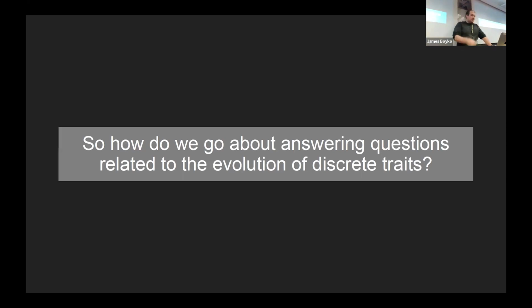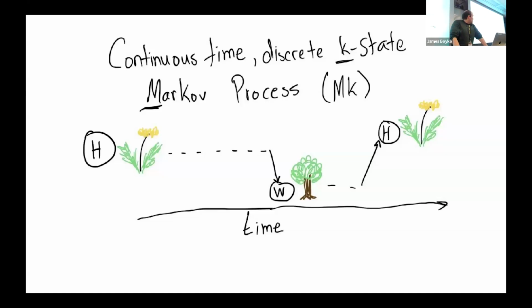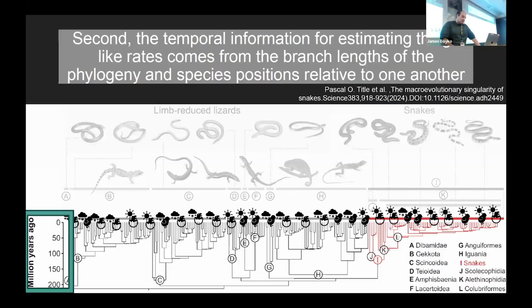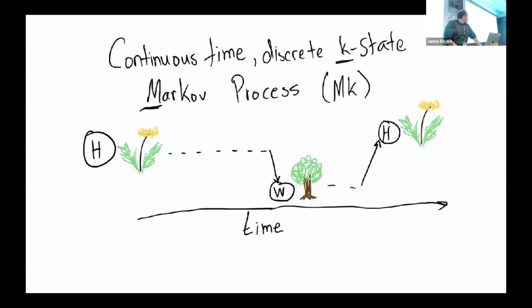So now let's answer the questions that we were asking previously. To do this, we're going to need a model, and this model is the continuous time discrete k-state Markov process, or Mk for short. So we're going to have k states. In our previous example, we had 4 states, right? Well, we had more, but we had 4 states. We had herbaceous, we had viviparous and oviparous, and we had climatic tolerance, cold and warm.